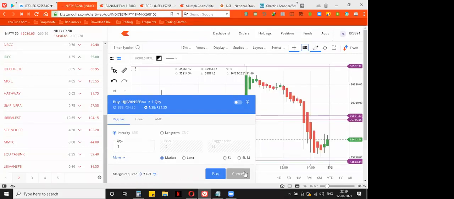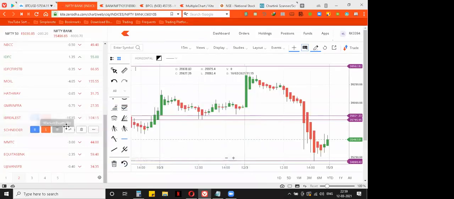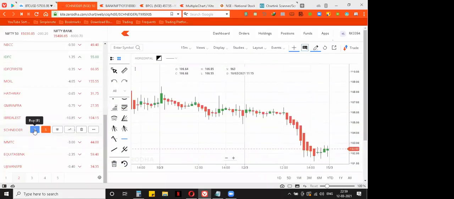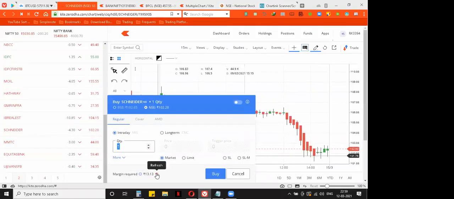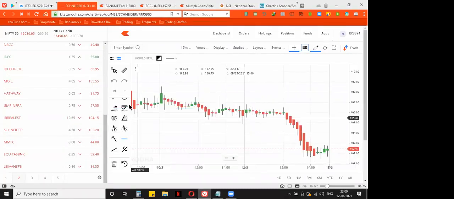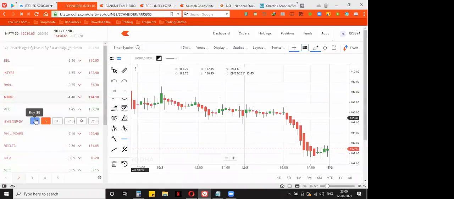Correct. And this is a very interesting share which I came across, Schneider Electric. It has a good amount of movement during the intraday sessions. And here you find that you have to pay only 13 rupees to buy a 102 rupee share. So you guys can take advantage of this kind of shares.